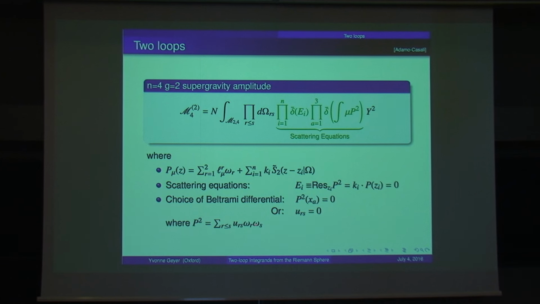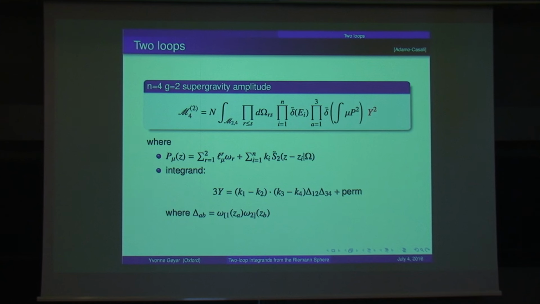So you expand it in coefficients of the basis of holomorphic one forms, WR, WS. And then you just set to 0 these coefficients. Okay, last ingredient that I have to tell you, the integrand is just something nice and short and well-defined. You just get some kinematic prefactor, k1 minus k2 dot k3 minus k4 times 2 deltas, where the deltas are just defined as antisymmetrized products of these omegas, plus permutations.